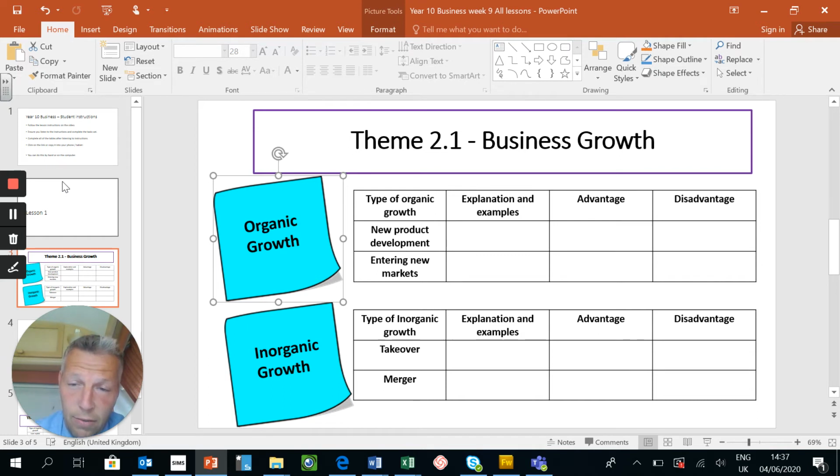However, a disadvantage, of course, is the fact that you may not know what those customers' tastes are. You may not know what those customers want. So entering new markets is unknown territory, and it can be a massive disadvantage. So make sure that you've written some, pause this, go back and write some notes about this. I'm just going to pause it to give you a chance to do that.